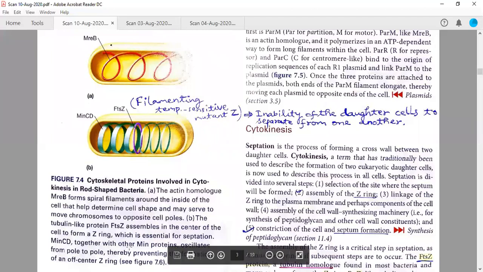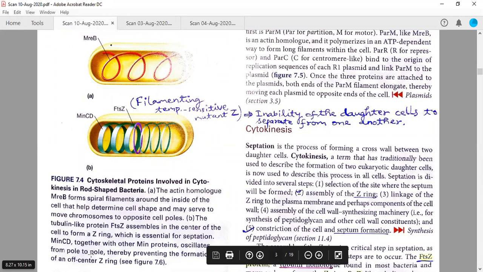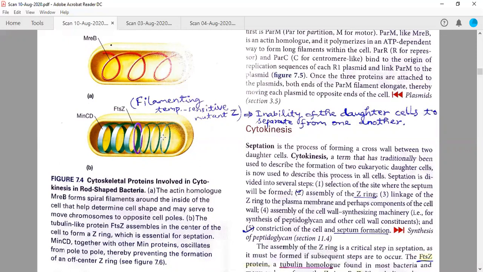Okay, so first query, let me read this line. FtsZ assembles in the center of the cell to form a Z ring, which is essential for the separation of the cell. MinCD, together with other Min proteins, oscillates from pole to pole. So it is an oscillating motion. These oscillations will help FtsZ to polymerize only in the center. It will not allow FtsZ to polymerize at either pole.